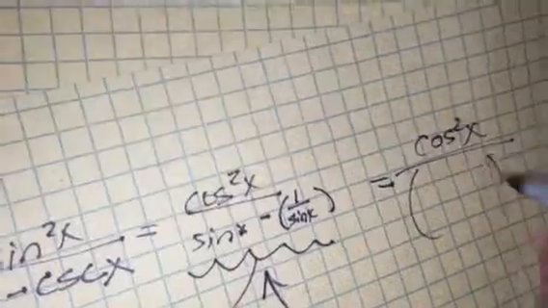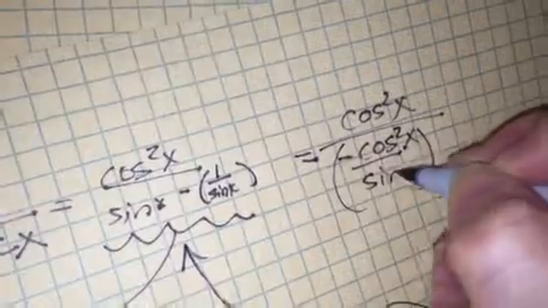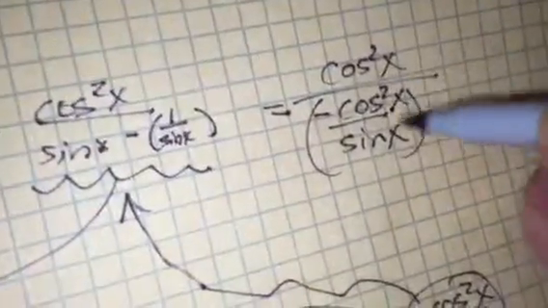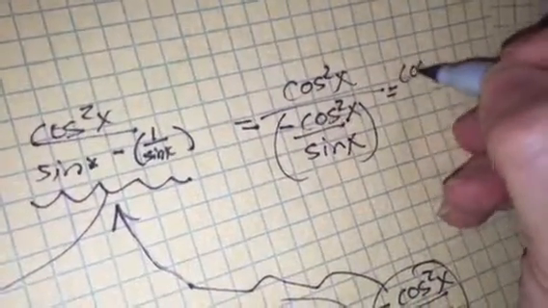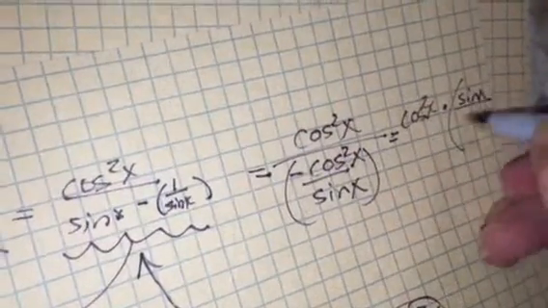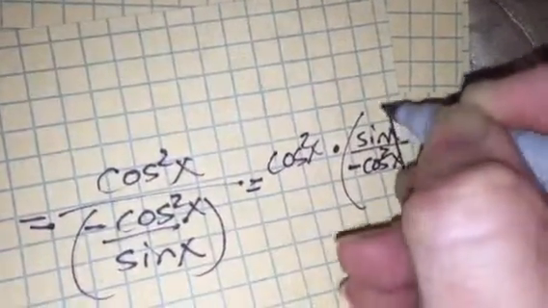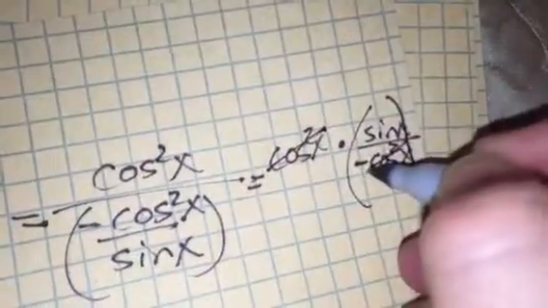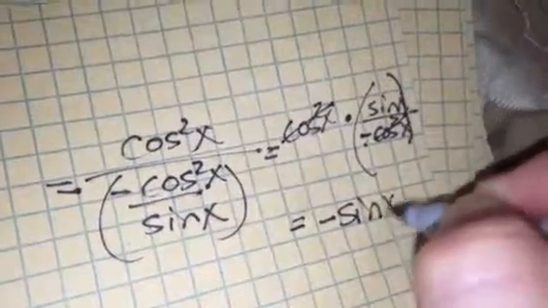What we have is the cosine squared of x over this fraction, negative cosine squared of x over the sine of x. Just remember that dividing by a fraction is the same as multiplying by its reciprocal. So that would be the cosine squared of x times sine of x over negative cosine squared of x. The cosine squareds cancel, leaving negative 1 underneath the sine of x. So that would be negative sine of x. And that's the answer.